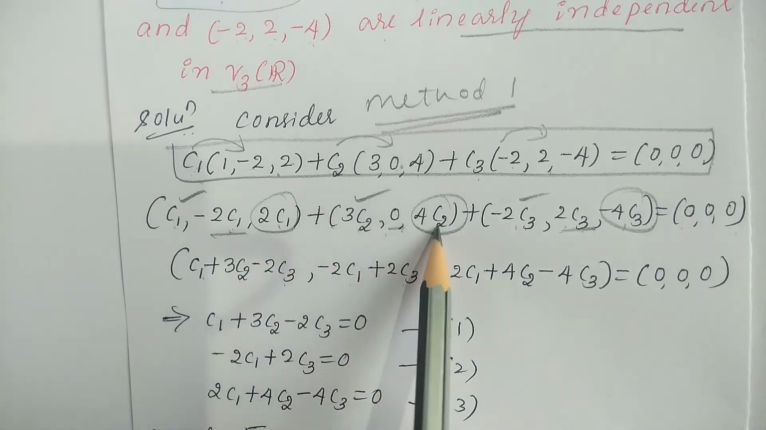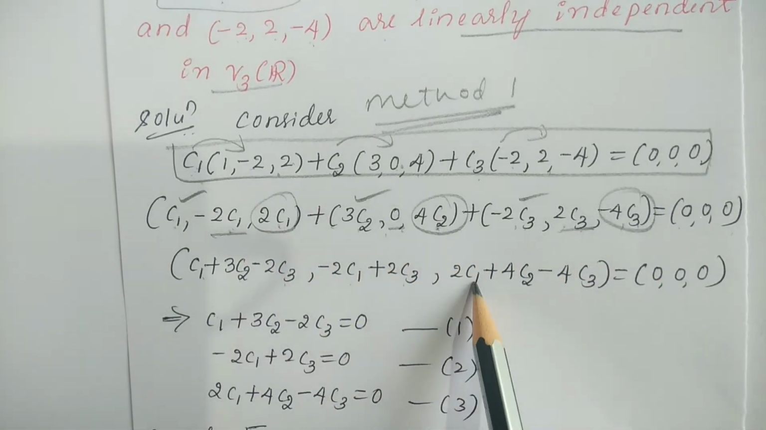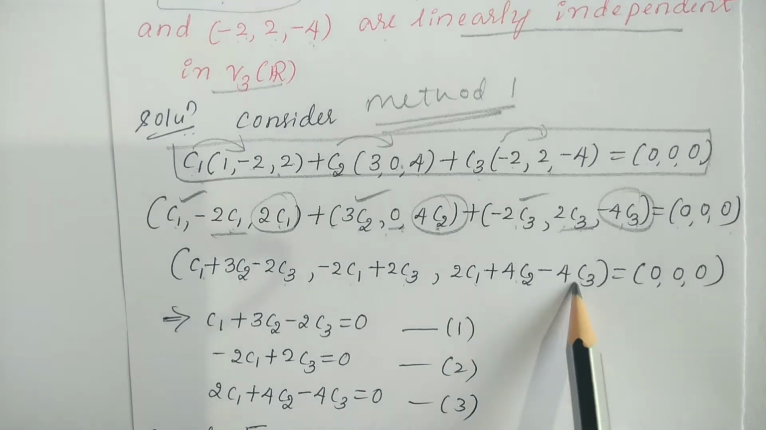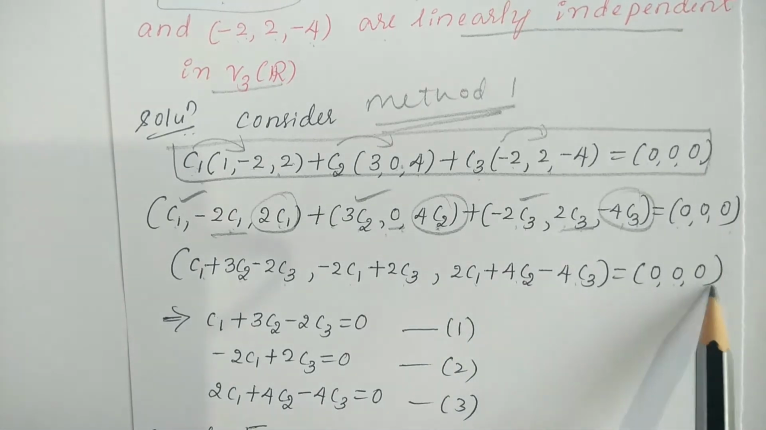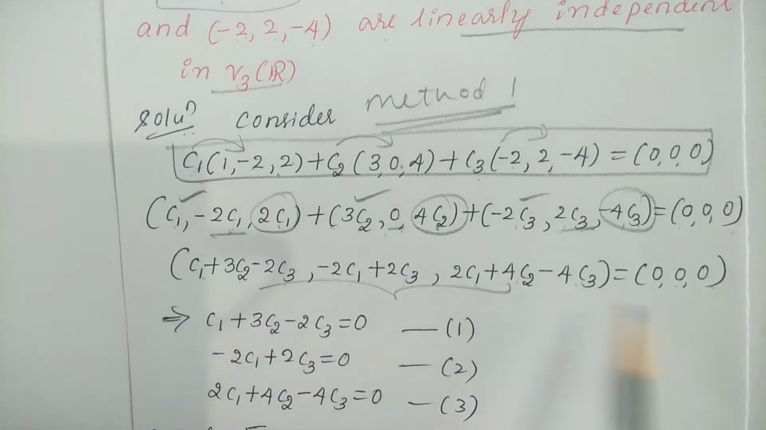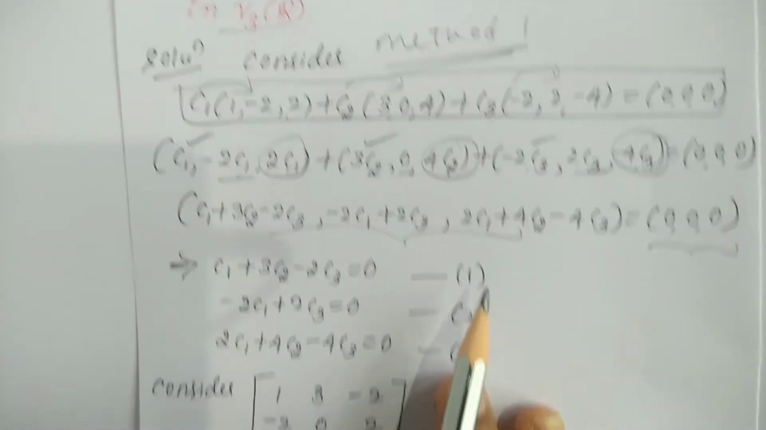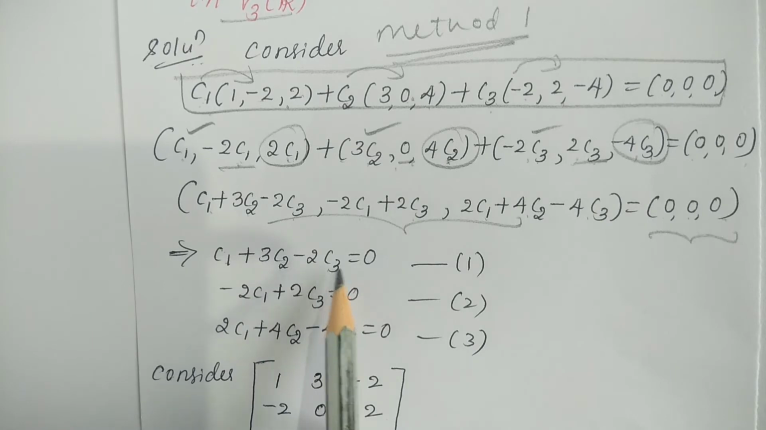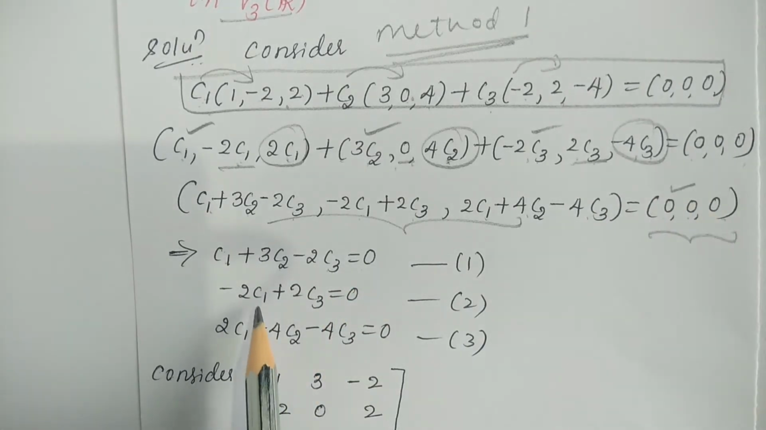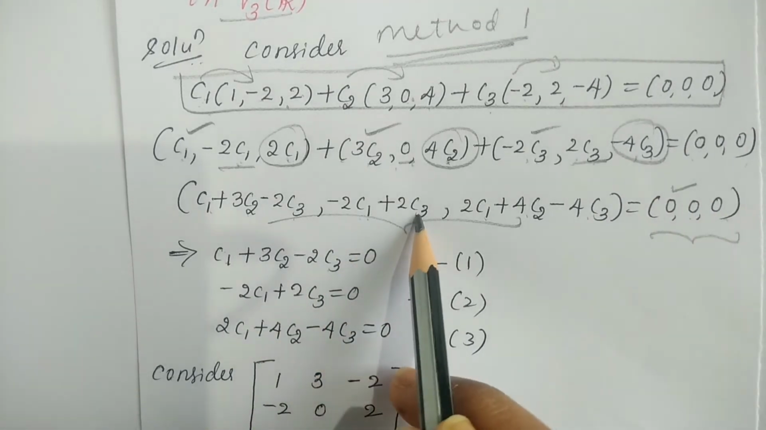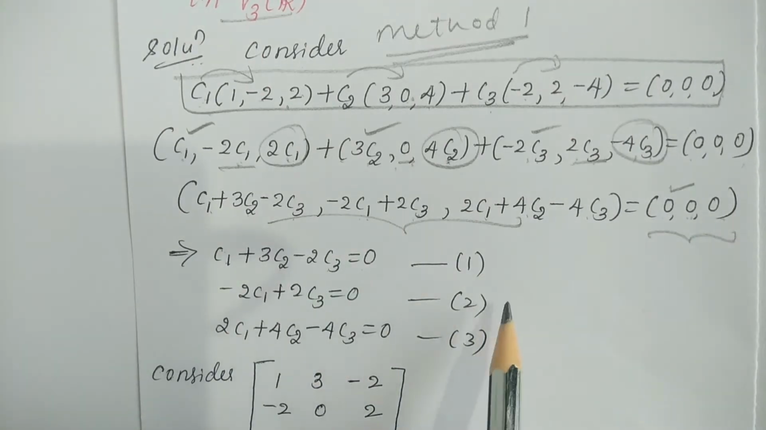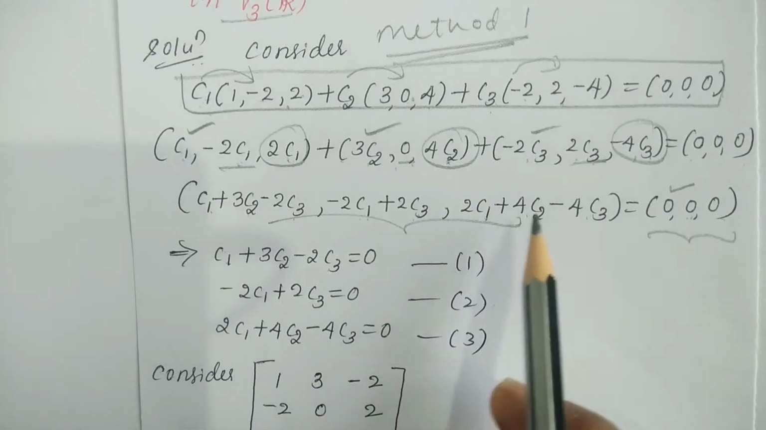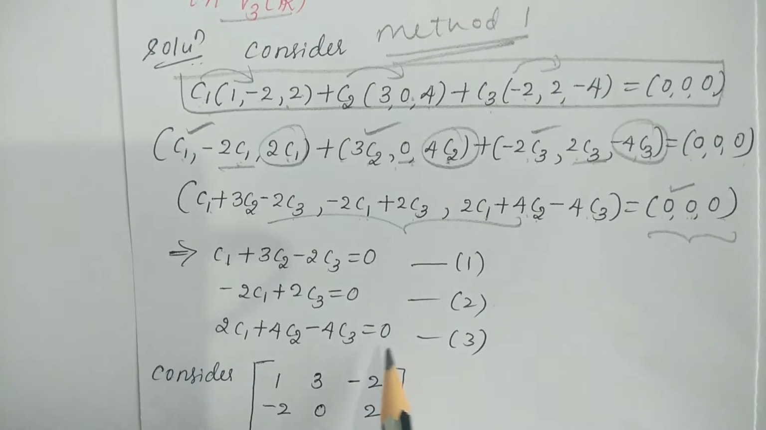So 2C1 plus 4C2 minus 4C3, which is equal to 0, 0, 0. Now, here we have a triplet, equate that. First one: C1 plus 3C2 minus 2C3, which is equal to 0. Next, minus 2C1 plus 2C3, which is equal to 0. That is the second equation. Next, 2C1 plus 4C2 minus 4C3, which is equal to 0.